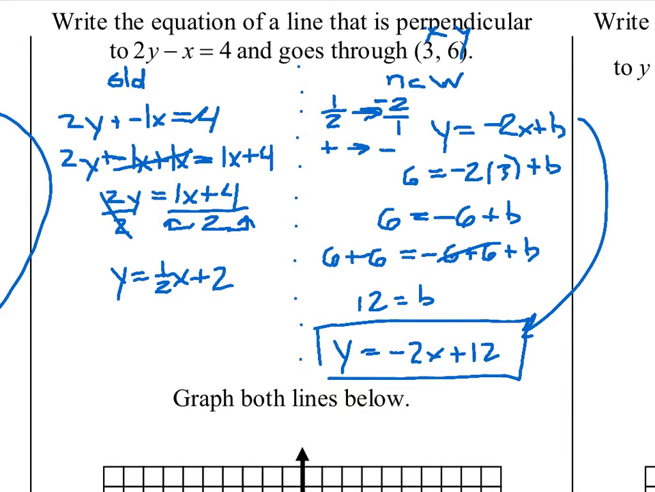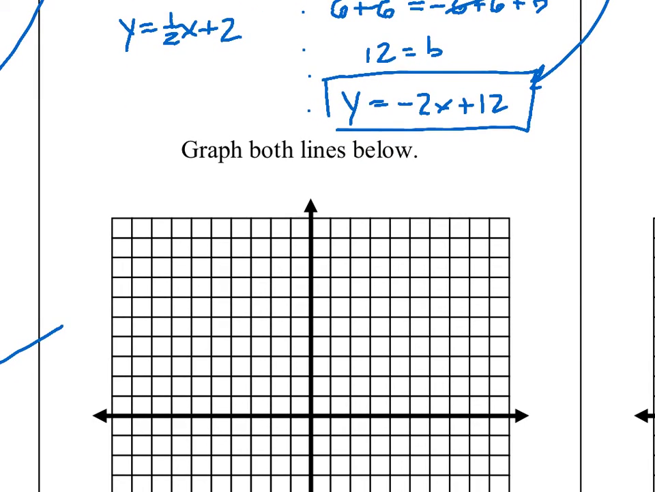Now we want to graph the two equations. So the first one's easy to graph. 1 half x plus 2, so y-intercept of 2, rise 1, run 2. Rise 1, run 2. And take a straight edge.